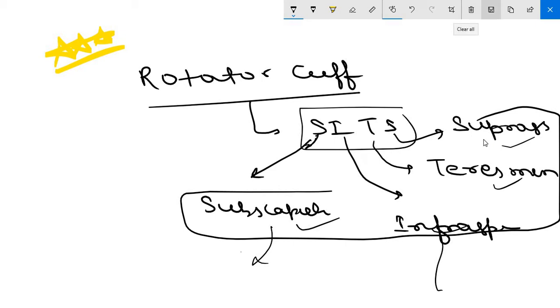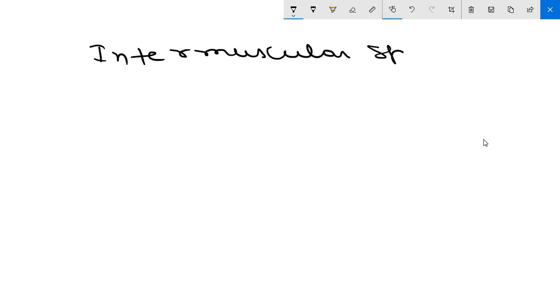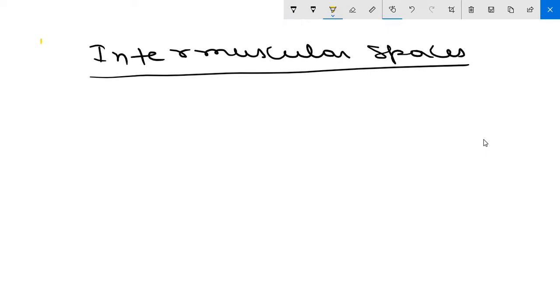Now moving to the next part, that is the intermuscular spaces. Again, a very, very important topic from the scapular region, the intermuscular spaces.